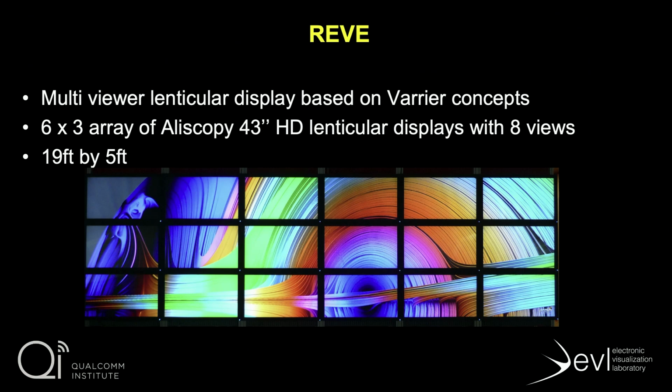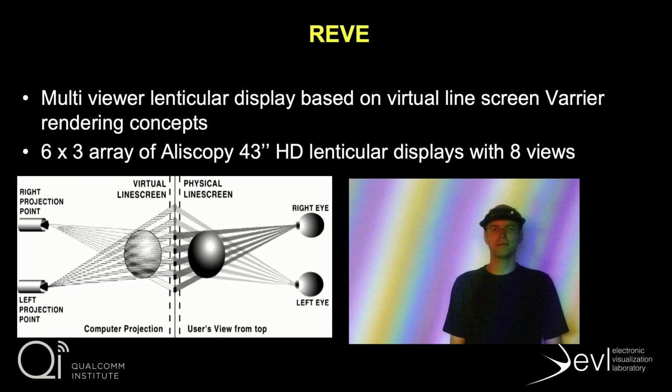The next thing I did was take the same concept and map it into lenticular displays. These are, of course, displays that put out a fan of images, in this case 8 images. This 3 by 6 Alioscopy HD display was 19 feet by 5 feet. It was really quite a wonderfully bright and dynamic display. And it used the same kind of computational technique.